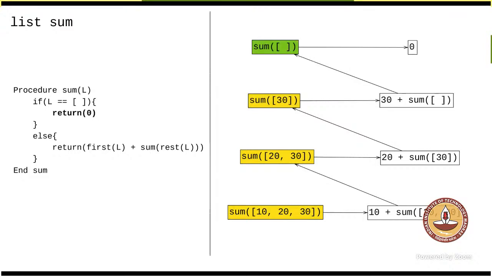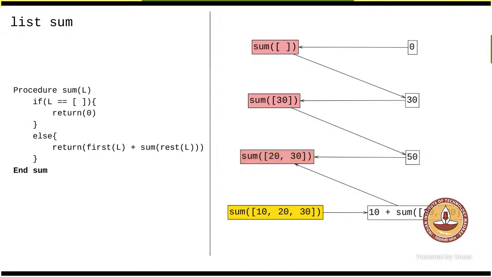We return 0, and then we just backtrack from whatever we computed. So this is the value of sum of the empty list. So that goes in: 30 plus 0 is 30. So that gets computed and then 20 plus 30 is 50. And then finally we end up with 60. Okay, so that is how the list sum works.